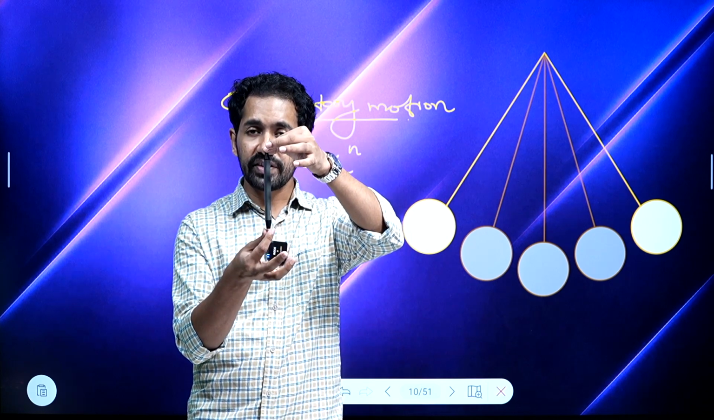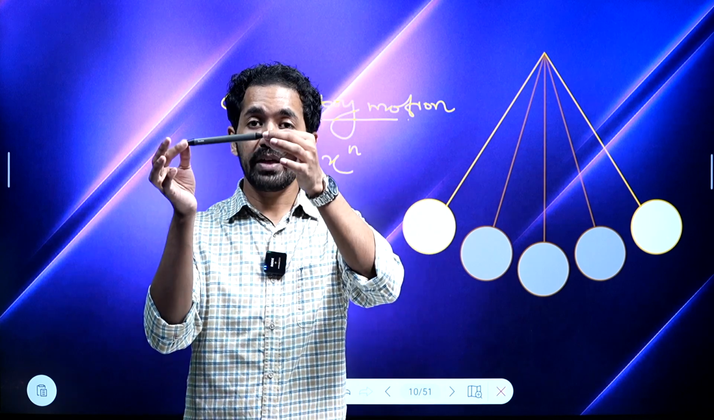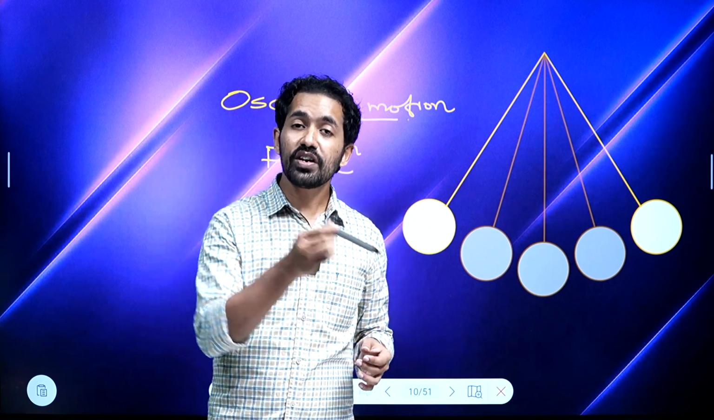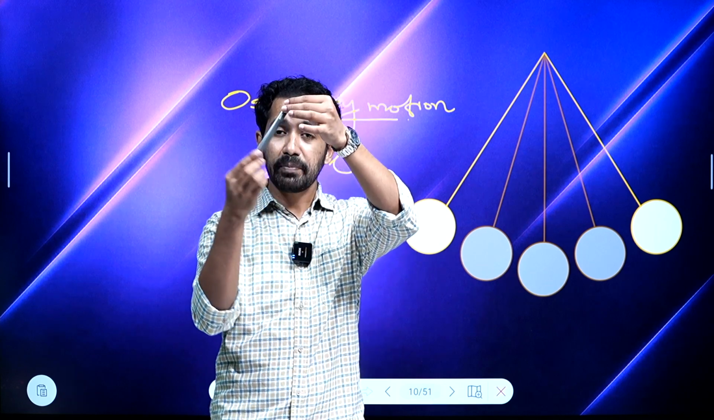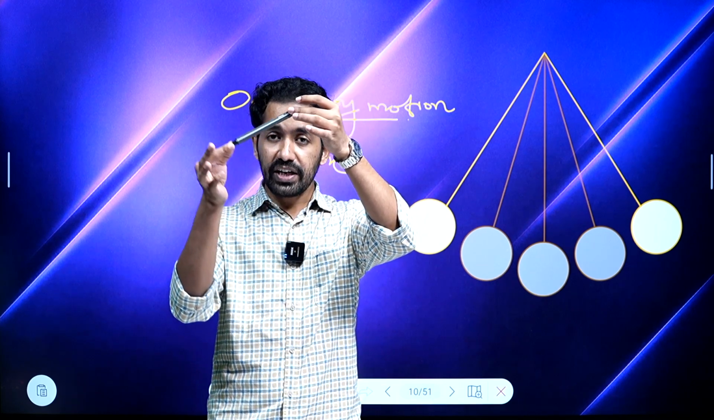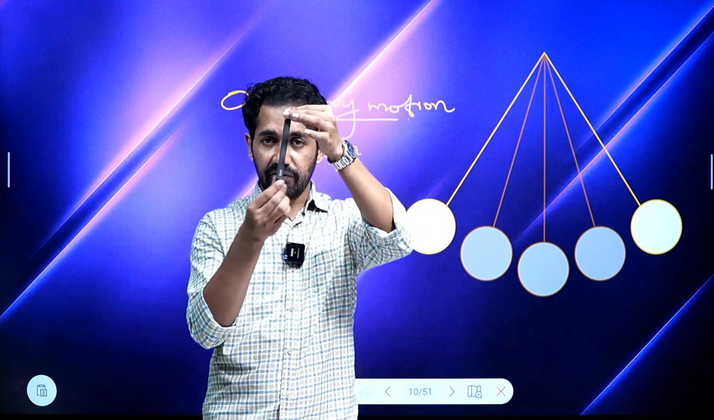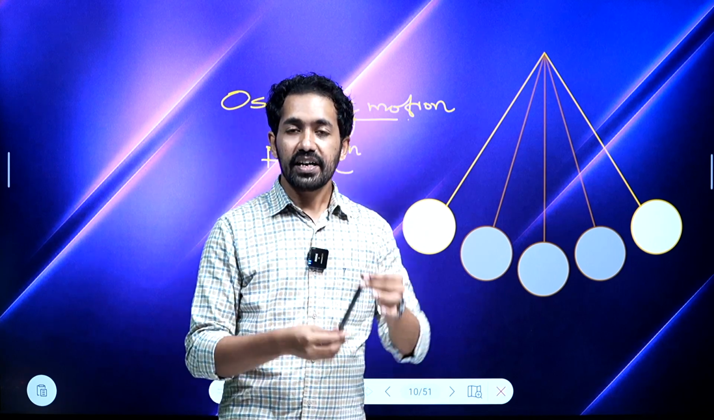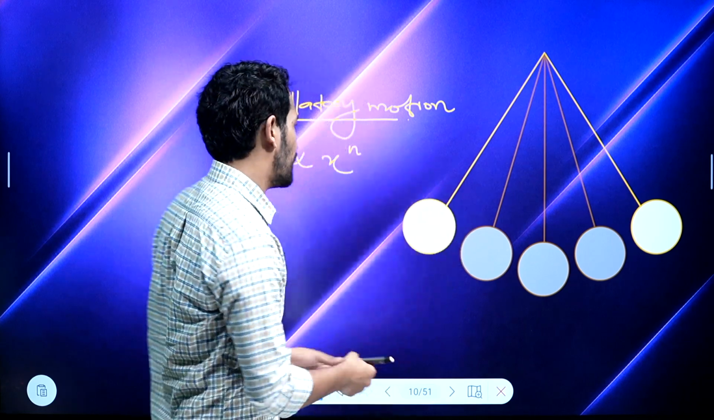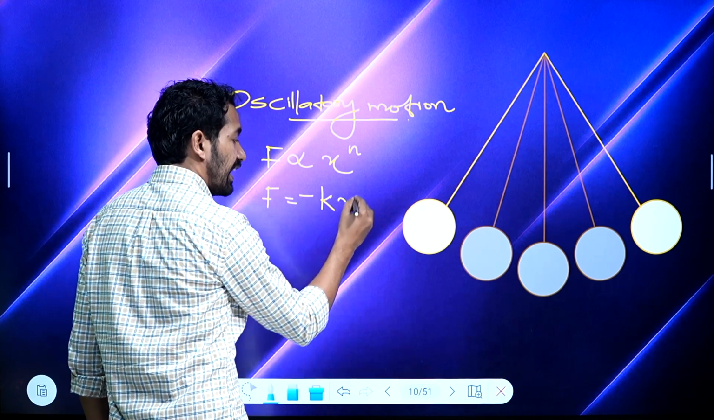Means what? You are pulling this away from the mean position. That is, displacement is away from the mean position, whereas restoring force is always acting towards the mean position. The tendency of the simple pendulum is always to come back to the mean position, but you are moving it away from the mean position. So you can say that displacement vector is away from the mean position, but restoring force vector is always acting towards the mean position. And that is why you are having a negative sign here.